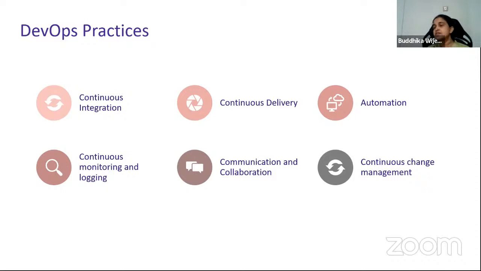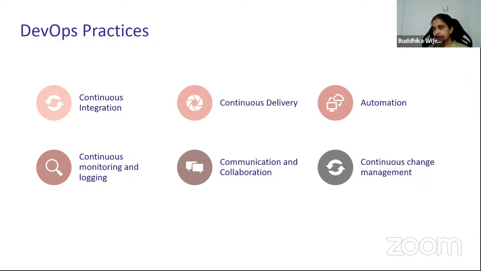Then communication and collaboration is one of the key cultural aspects that we have to adopt. By having proper communication and collaboration between these three teams, development, QA, and operations, we will be able to share information properly and definitely improve the reliability of our work.